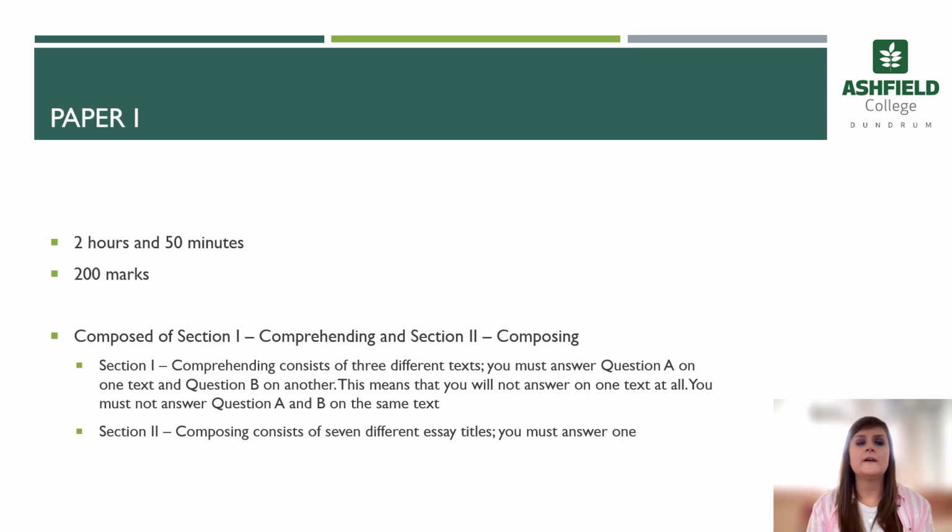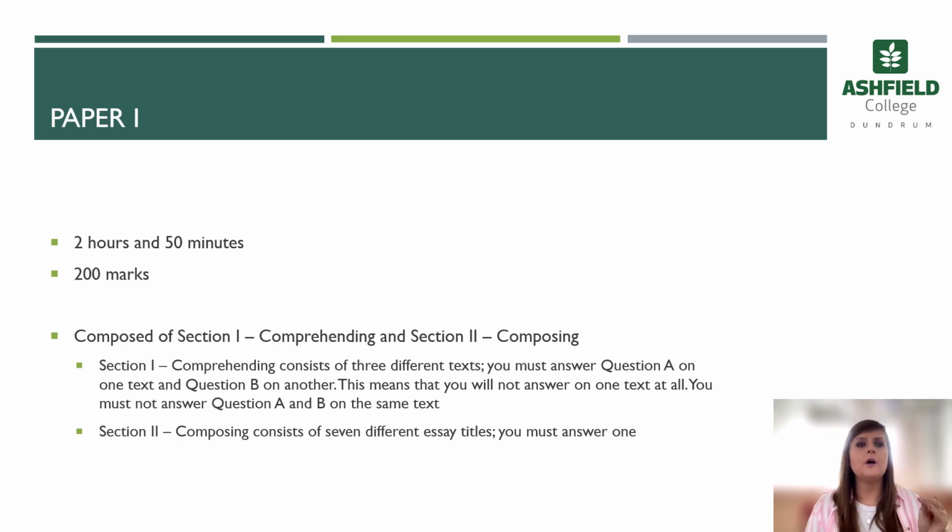Paper 1 is composed of two different sections. You've got section 1 comprehending and section 2 composing. Of the two papers, it's obviously the one that you can't really prepare for hugely. There's bits and pieces that you can prepare, but there's very little overall. Most of your preparation comes for paper 2. So two different sections, section 1 comprehending and section 2 composing.